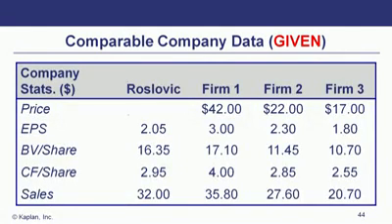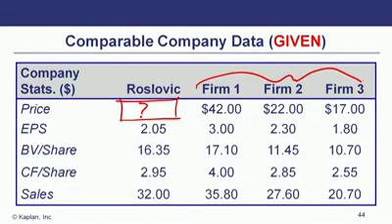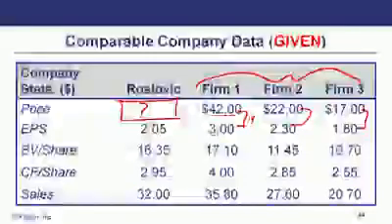So what we want to know is this, okay, what is the price that we should pay for Roslovic restaurants, right? Well, we don't know that. That's what we're solving for, but here are the 3 comparable firms that we have. So notice that firm 1 here is selling for $42 and it has an EPS of 3. Well, that means that it has a price to earnings ratio of 14, right? So, well, I could get a price to earnings ratio there, and I could get a price to earnings ratio for number 2 and a price to earnings ratio for number 3. Add them together, divide by 3, that would give me the mean price to earnings ratio.